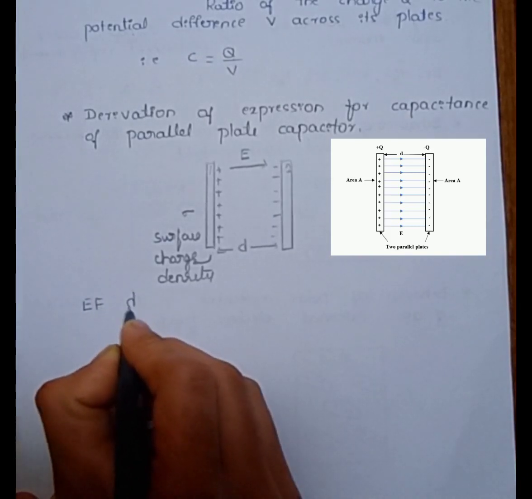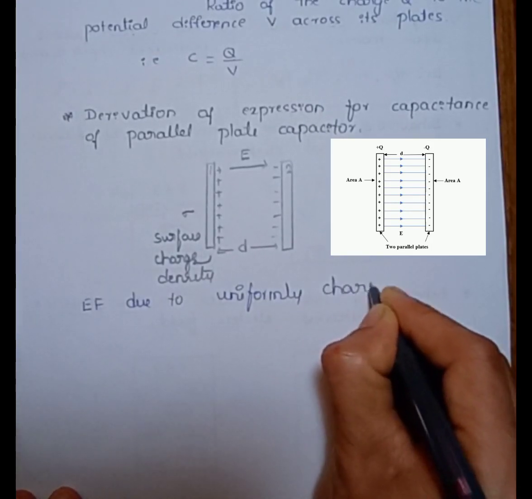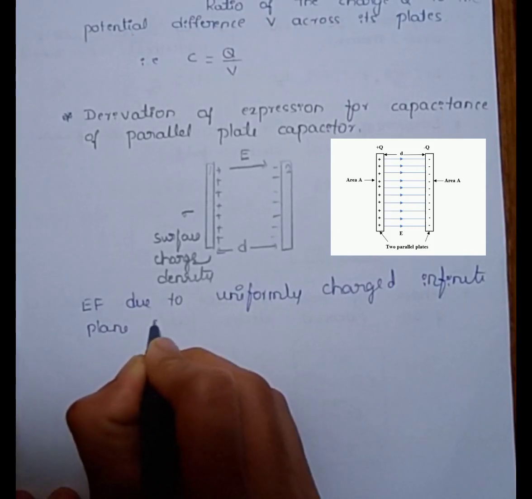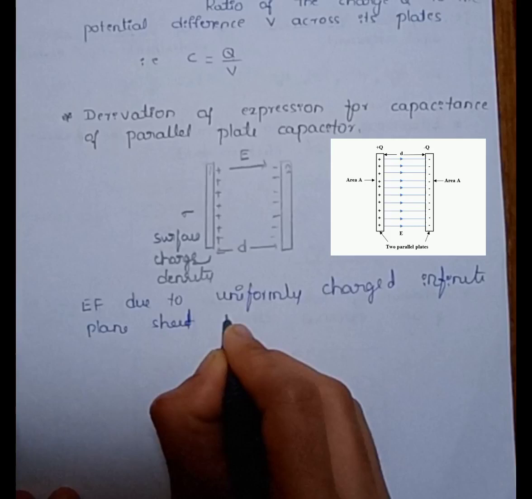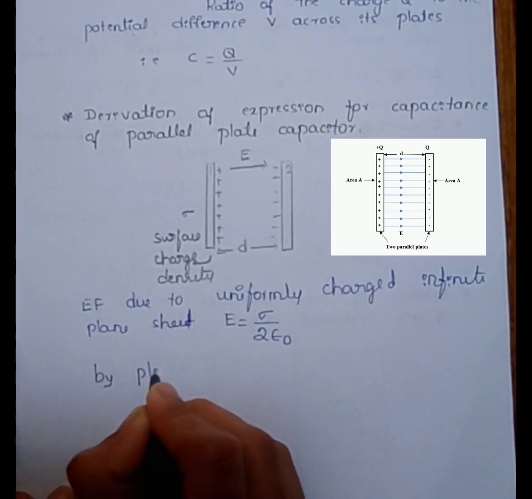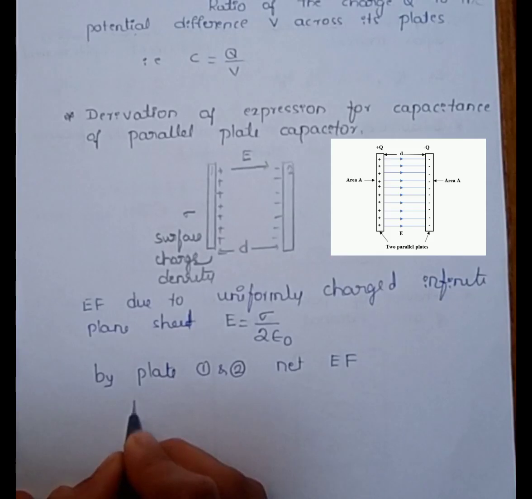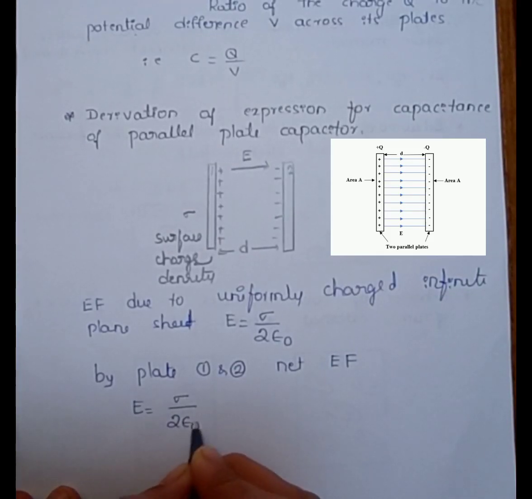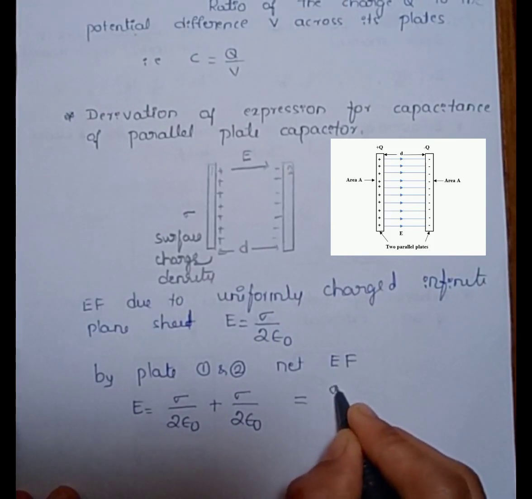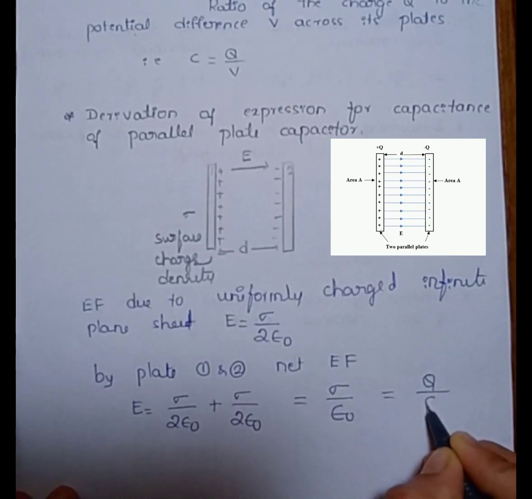Now, electric field due to a uniformly charged infinite plane sheet. You know this derivation. The value of E is equal to sigma divided by 2 epsilon naught by plate 1. For plates 1 and 2, the net electric field becomes E is equal to sigma divided by 2 epsilon naught by plate 1, plus sigma divided by 2 epsilon naught by plate 2, which is equal to sigma divided by epsilon naught, which is equal to Q divided by epsilon naught into A.